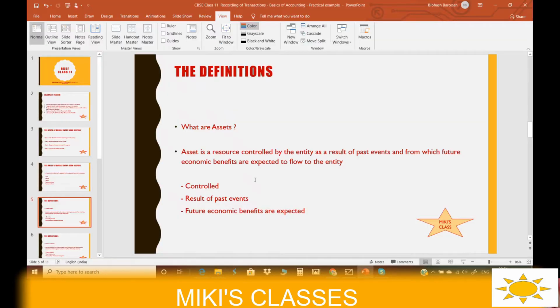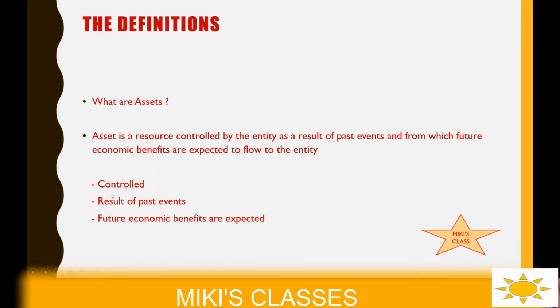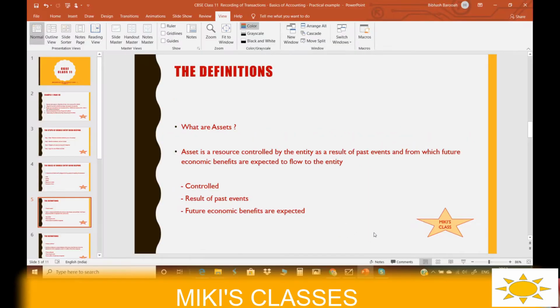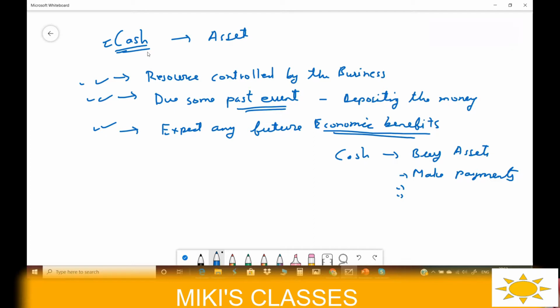Okay. So, just to make it more clear, what are assets? This is what I had written on the drawing board just now. It has to be a resource which is controlled by the entity, by the business, which means result of past events, and future economic benefits are expected. If all of these elements are there, then it is an asset. So cash is an asset. Fine. Okay. Board again. So we have covered cash.